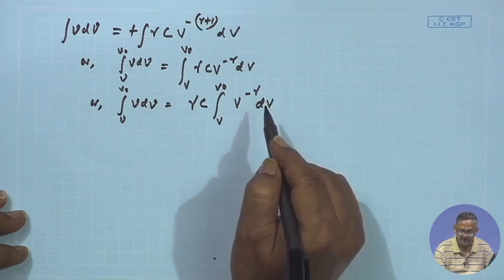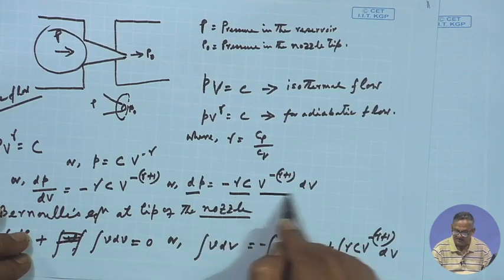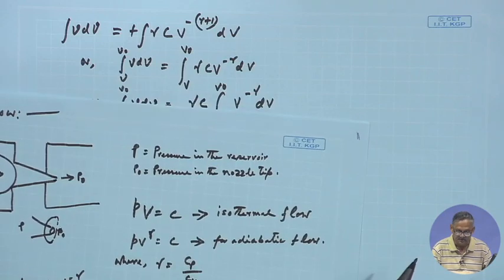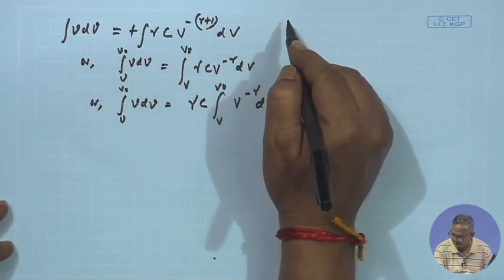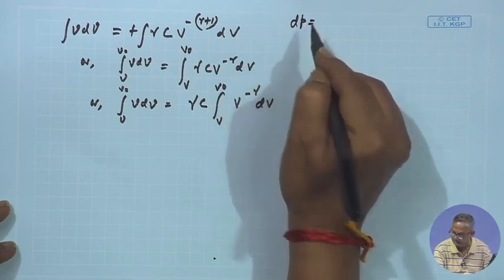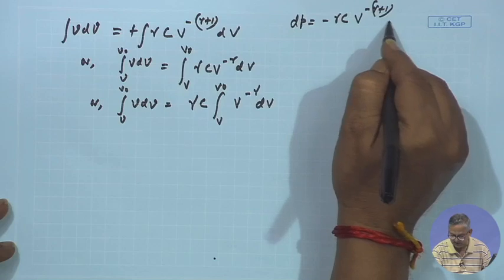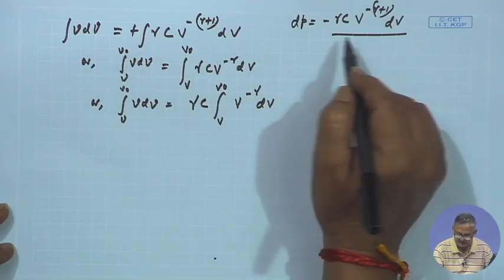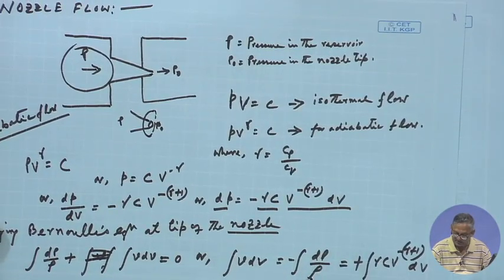So, we can write our one thing, let us look into this: dP was minus gamma C V to the power minus gamma plus 1 dV, right? So, when we wrote dP over rho, we had dP equal to minus gamma C V to the power minus gamma plus 1 dV, right? When we wrote this V dV, from V0 to that, we substituted dP with this, because it was the integral of V dV minus dP over rho, right?